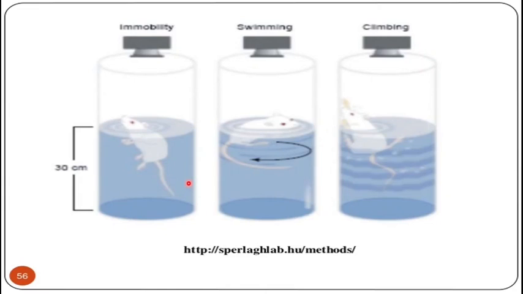For example, if you place an animal like a mouse in this cylinder filled with water for 6 minutes, and before the administration of the drug the animal's immobility time was 1 minute, and after the drug administration the immobility time becomes 30 seconds. It means that after the drug administration, the immobility time in the animal decreases. So it means the drug has a positive impact on the mood of the animal, or the drug has an antidepressant effect.